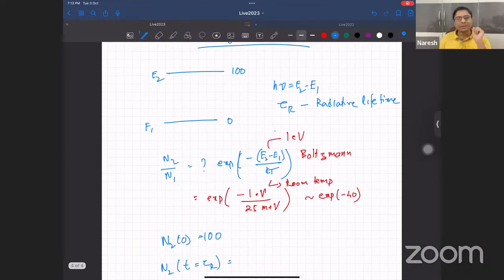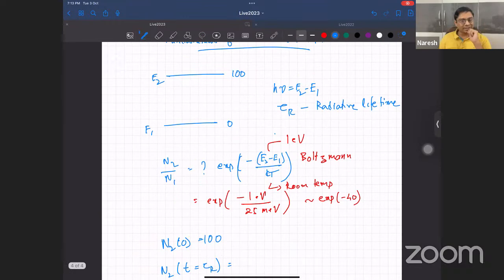I have somehow prepared my system in such a way that initially my atoms are all in excited state. Initially, there's nothing in the ground state, 100 and 0. These are the distribution of atoms. There are 100 atoms in the system, prepared so that all the atoms are in the excited state. Okay. If I shine light of 1 eV photons on this, will it absorb light?